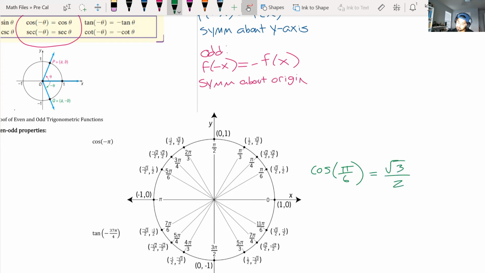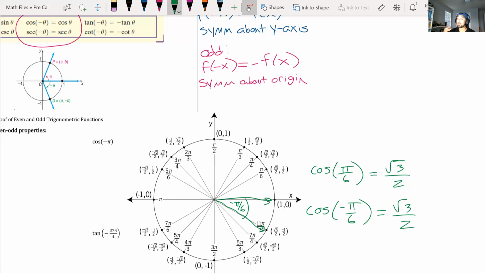Okay. And then let's say I wanted the cosine of -pi over 6. What quadrant would that put you in? So remember, if it's a negative angle, you go clockwise. So -pi over 6 would put me in quadrant 4. So that'd be 11 pi over 6, technically, which means what is the x value at cosine of negative pi over 6? Square root of 3 over 2.